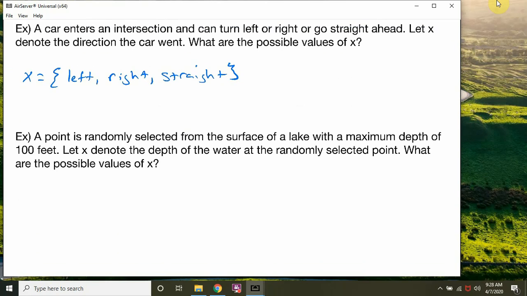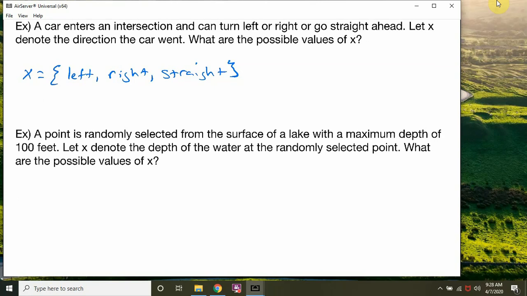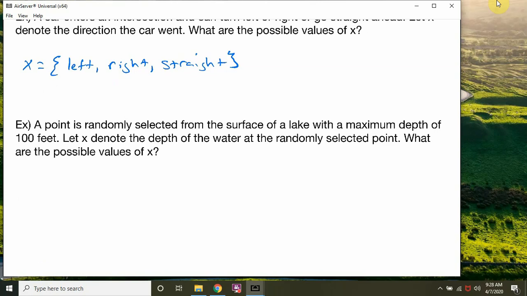In the next example, a point is randomly selected from the surface of a lake with a maximum depth of 100 feet. Let X denote the depth of the water at the randomly selected point. What are the possible values of X? So suppose we're looking down on the top of this lake, okay? At anywhere, the depth could be 0 feet down to 100 feet. By the shore, the depth would be close to 0 feet. Probably somewhere towards the center of the lake, the depth is going to be deeper. But I can randomly select any spot and I'm going to measure the depth at that spot.